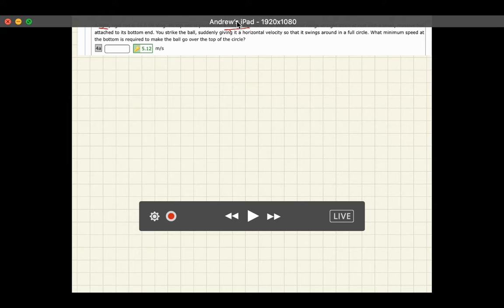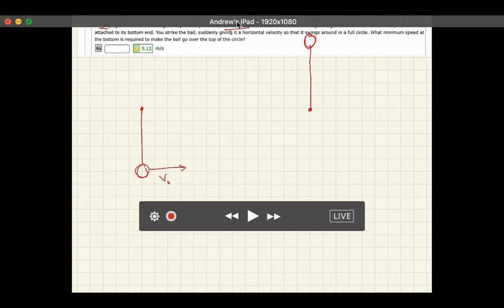Initially, it hangs down with a ball attached at the bottom end. So here's my initial situation: I have the rod hanging down with a ball attached at the bottom. And the ball is struck so that it's given a horizontal velocity and it swings around in a circle. What's the minimum speed at the bottom required to make it go all the way around in this circle?